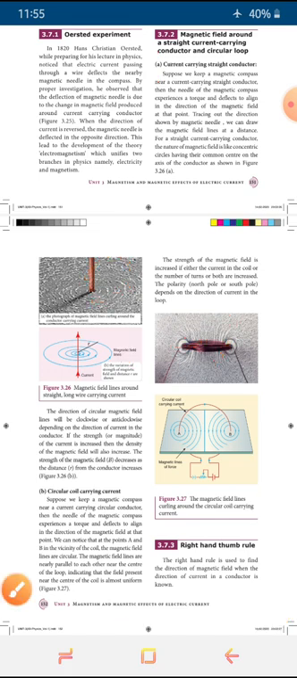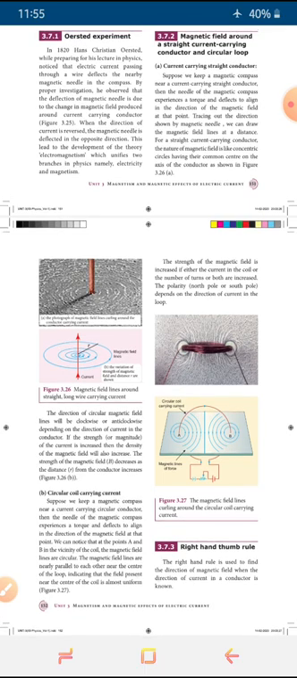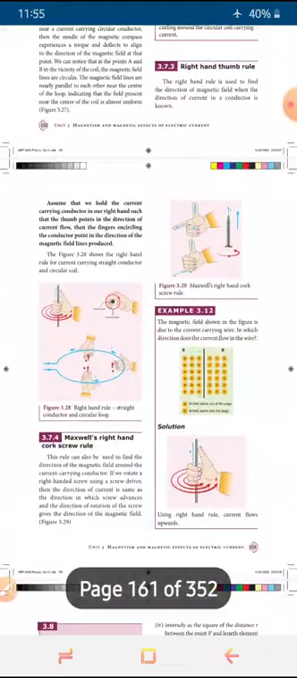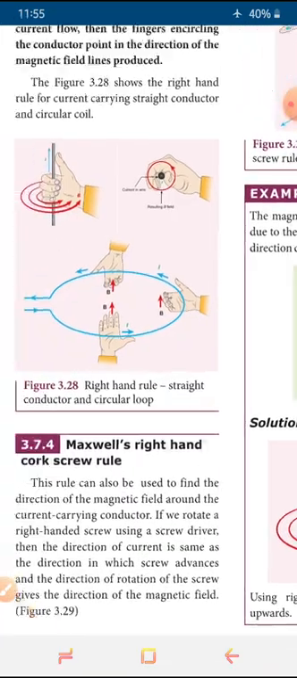And next is the right hand thumb rule. When we say right hand thumb rule, immediately we remember Fleming's left hand and right hand rules that we studied in lower classes. This rule is similar. So why we are using this right hand thumb rule, we are going to see now. And see here, this is the expression for the right hand thumb rule.